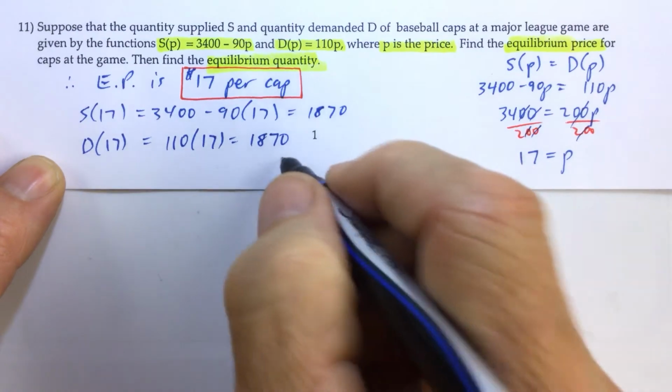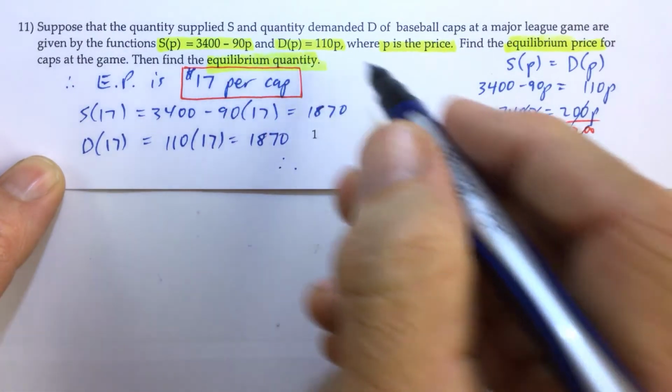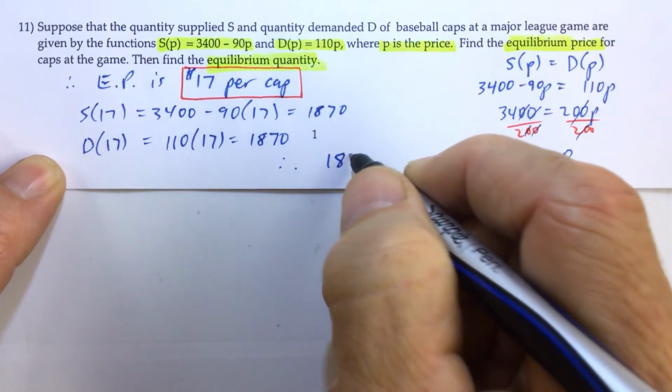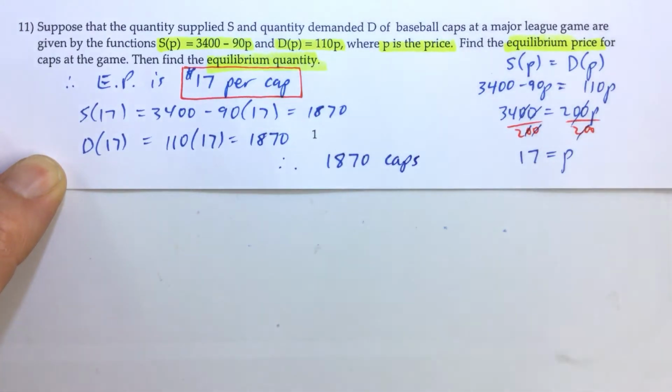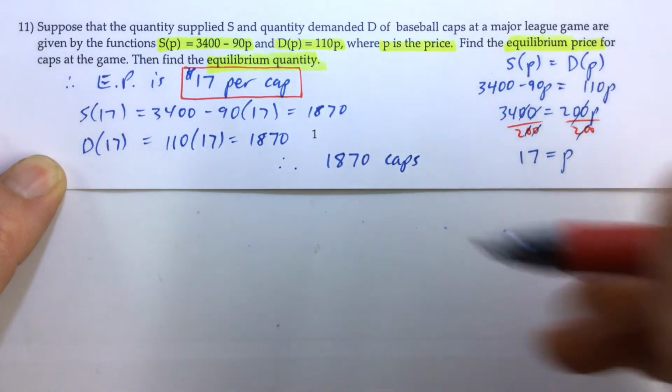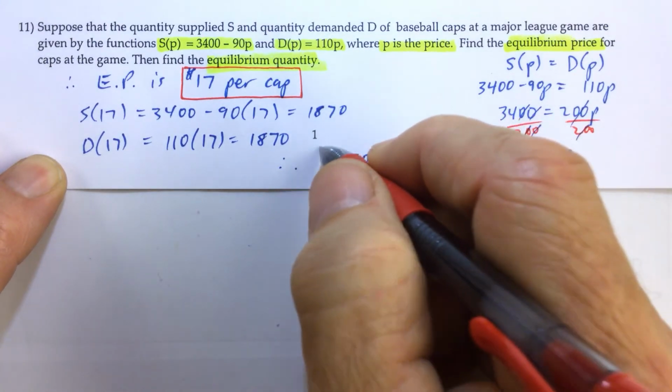So therefore, the equilibrium quantity would be 1870 caps, ball caps. And that's it.